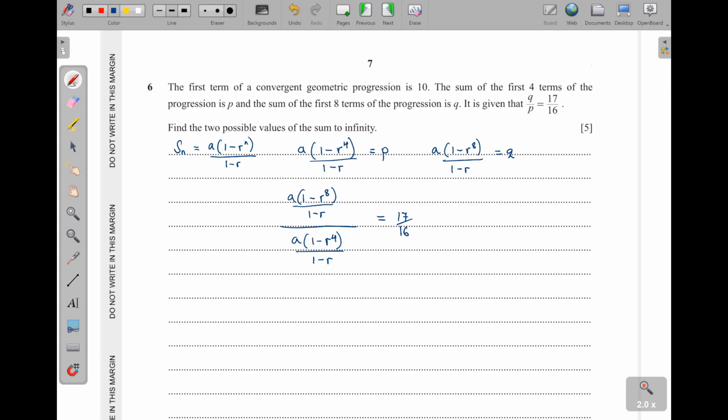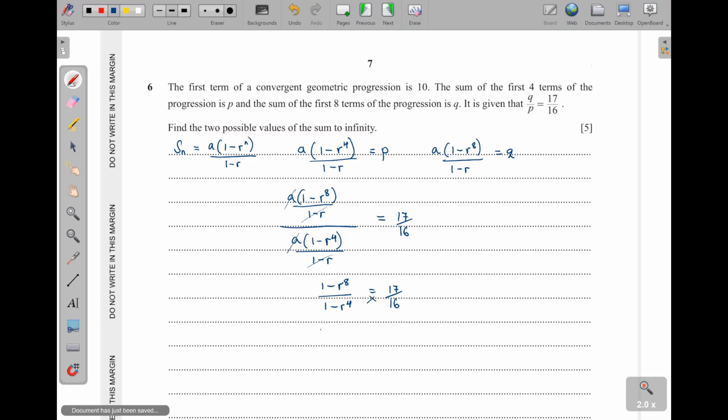There are errors that are made here. Somebody can think like this: because this is Q over P, which is a fraction, they will say that Q is equal to 17 and P is equal to 16, then they equate them just like that and continue. That's an error. Now from here, of course, we can see that the a cancels and the 1 minus r also cancels. So we are remaining with 1 minus r to the power of 8, over 1 minus r to the power of 4, which is equal to 17 over 16.